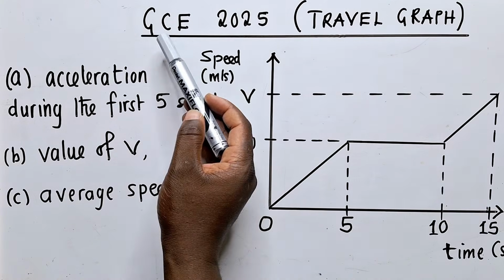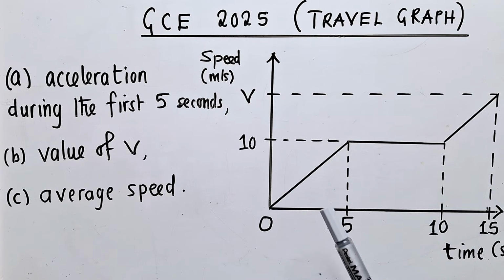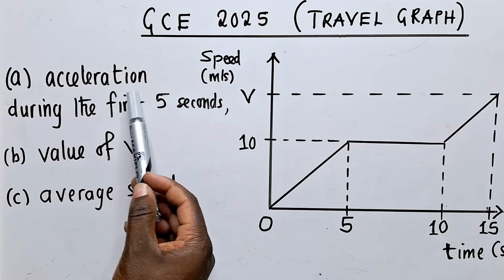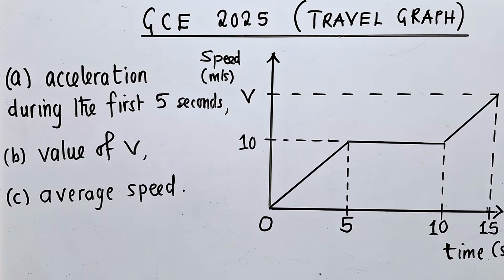So this question right here came in 2025. It's a GCE paper, a travel graph exam question that came in 2025. For the first question, they're saying find the acceleration during the first 5 seconds. You can see 5 seconds is right over here.